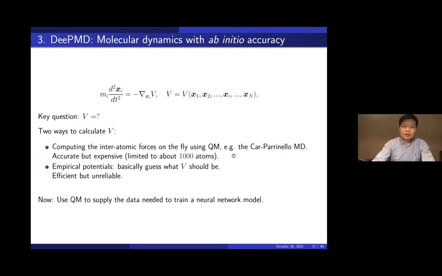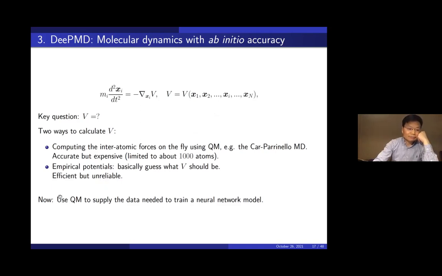So this is very good, but it's limited to about 1,000 atoms. That's really the limit, even putting all the computational resources of high-performance computers to use. The other approach, much more popular, is to just guess this function. A classical example is Lennard-Jones. But guessing such a function is certainly very complicated. So this is efficient, but not reliable at all.